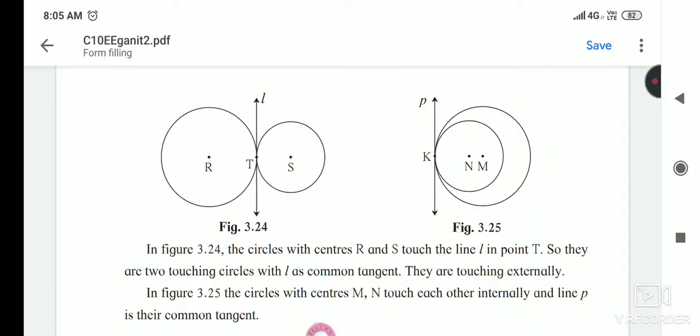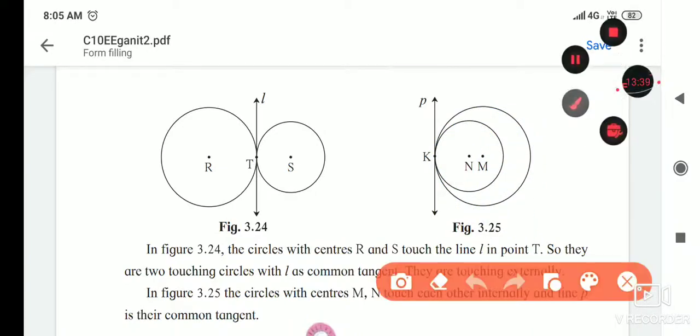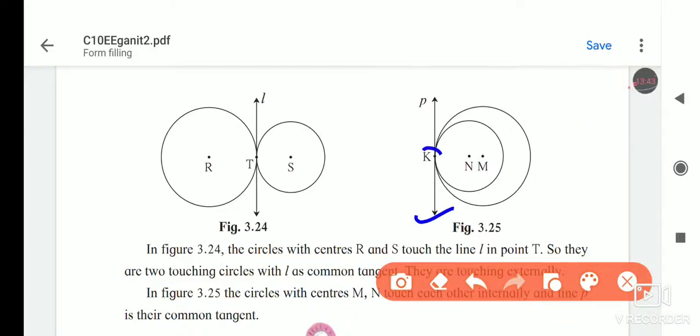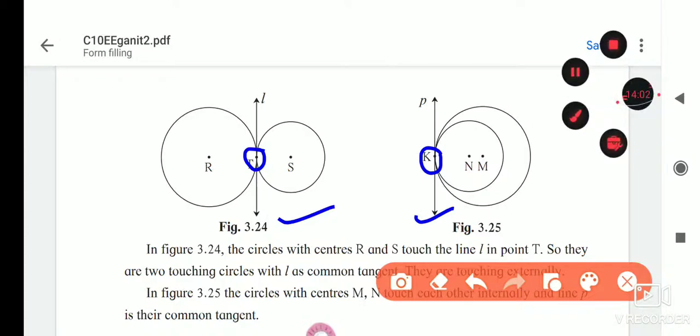Okay, and line P is the common tangent for this, and T is the point of contact. So for this figure, if the circles are touching externally to each other, we can draw only one common tangent, and for internally touching circles also we can draw only one common tangent for both.